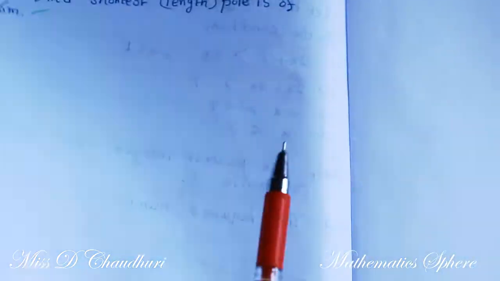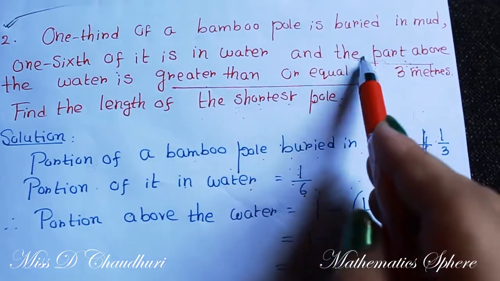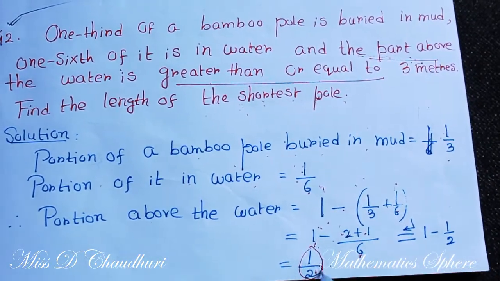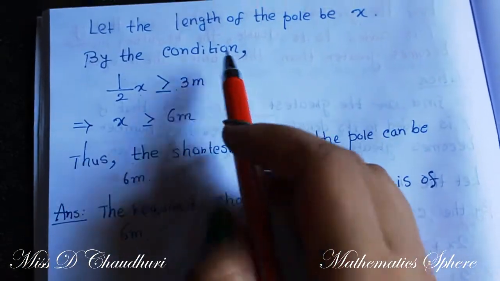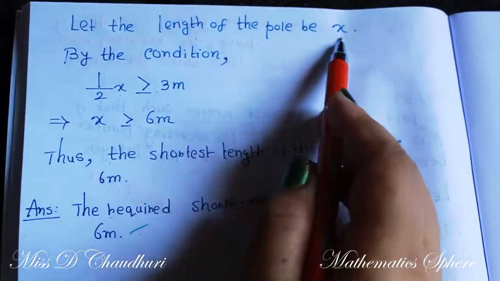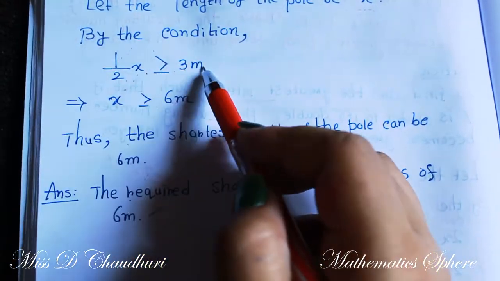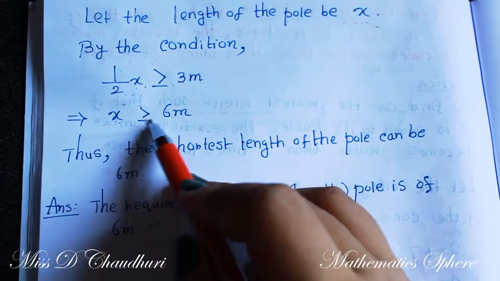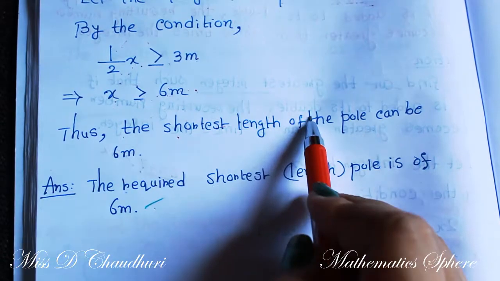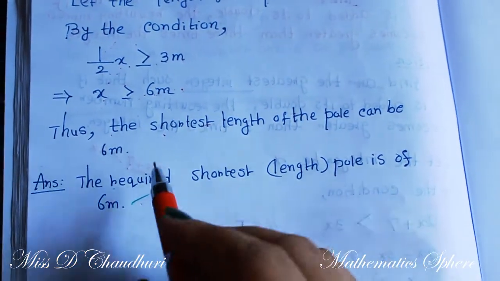So what did we do? According to the question, to form an equation, we first calculated the fraction of the part which is above the water. Now as per the question, if half the pole is above the water and I consider the pole to be of length x, that means half of x is greater than or equal to 3 m. That means x, the full length of the pole, is greater than or equal to 6 meter. That means the shortest possible length of the pole as per the given conditions is 6 meter.